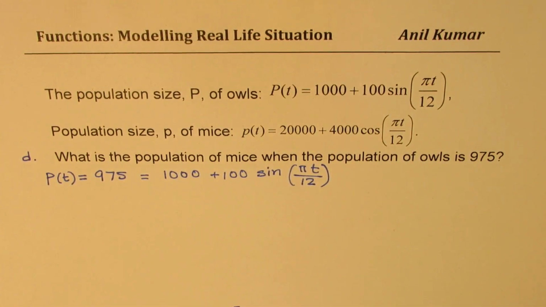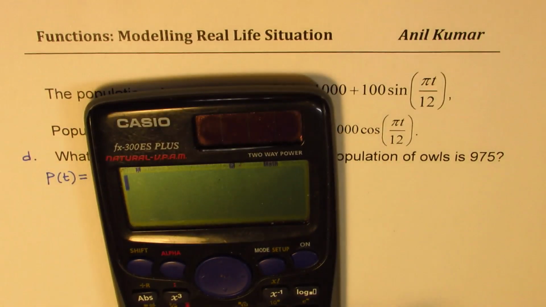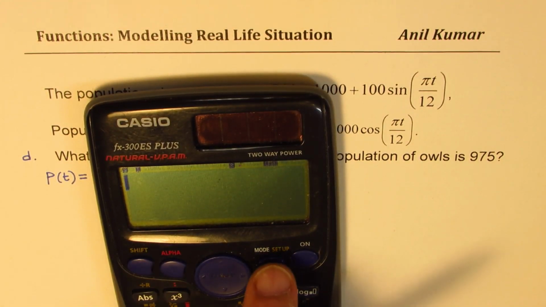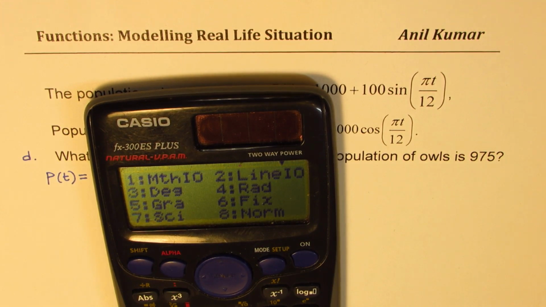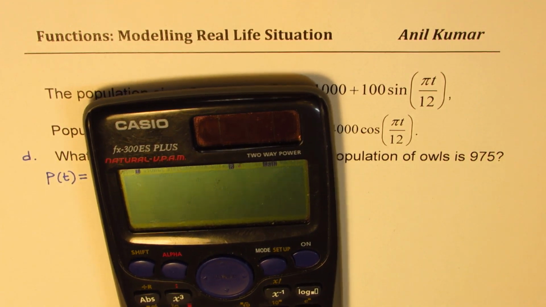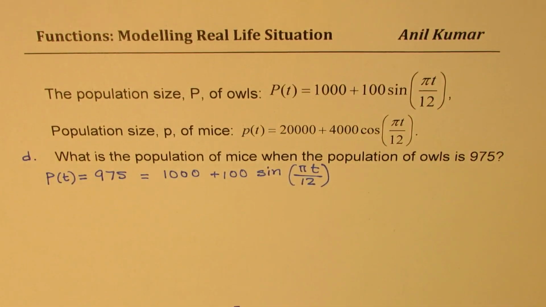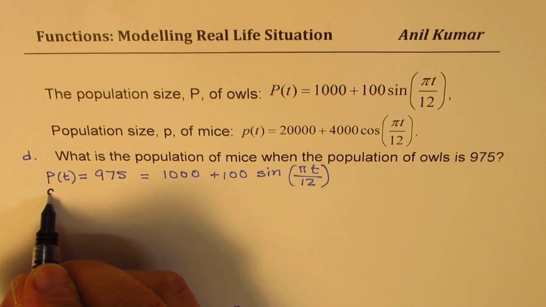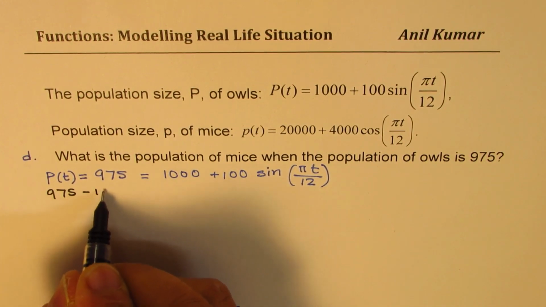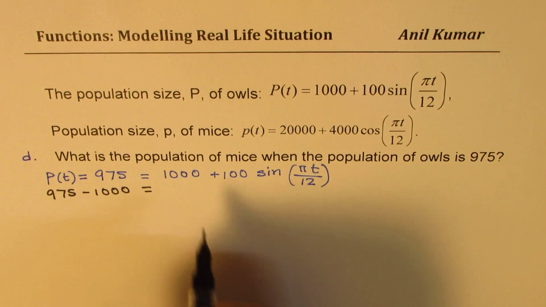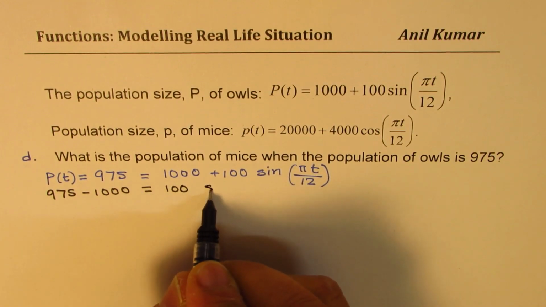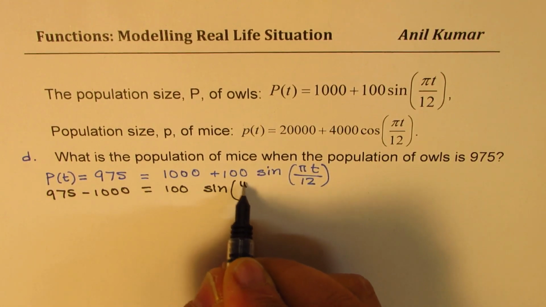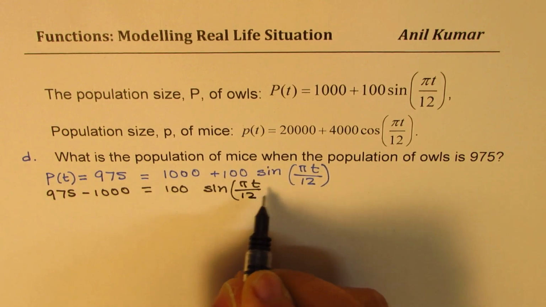Now first thing, when you need to solve this equation, since there is pi involved, we have to change our scale to radians. So first thing is change your mode to radians. In my calculator, it is option 4. Now once you do that, then you do your calculations. Otherwise, you might just get a wrong answer. So let's rearrange. So we get 975 minus 1000 equal to 100 sine of pi t by 12.